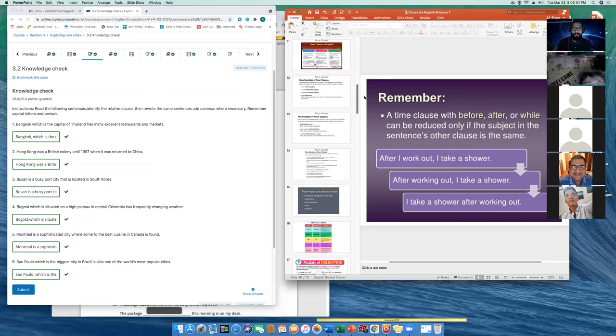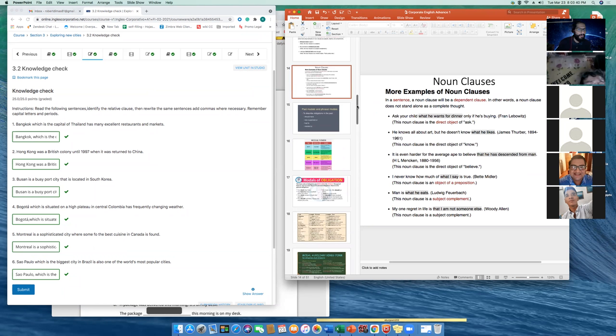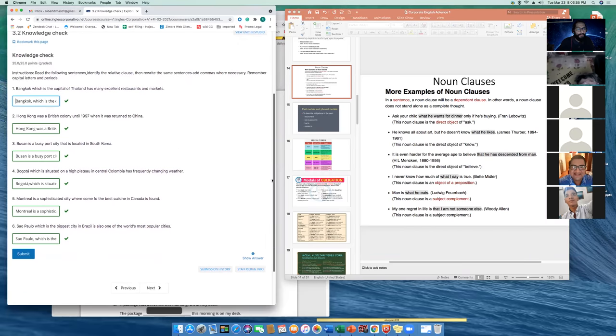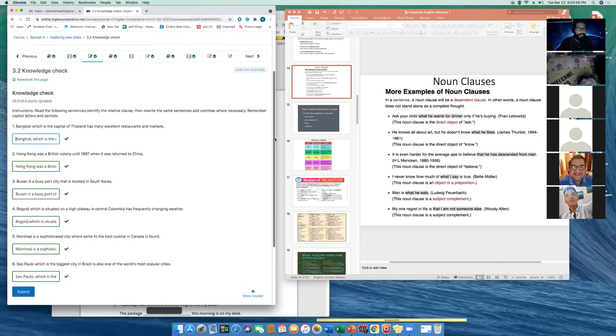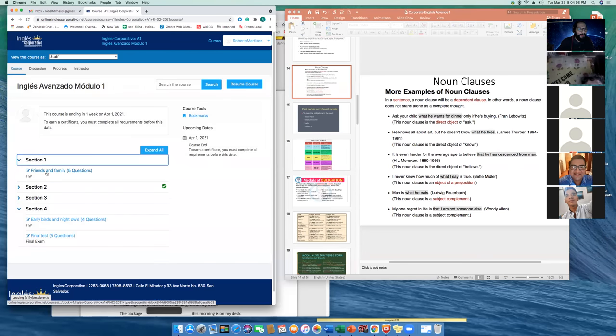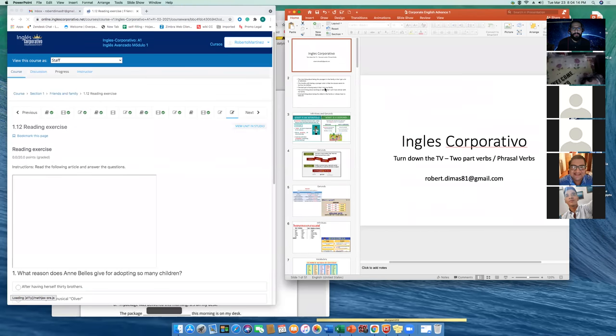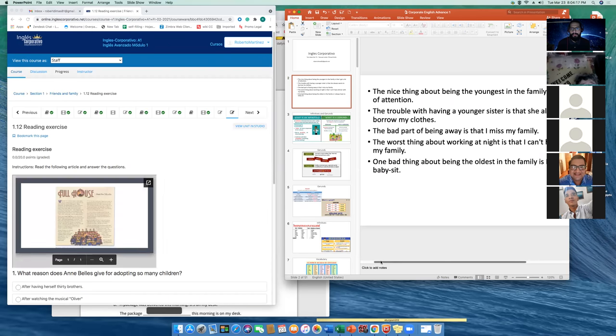Okay. But I don't understand. Unite the two statements. So wait, is it this section, Madeline? Is it section 3.2? No. I remember it's the first section. So we would have to go back. Let's take a look at it. But it's join two statements. Join. And you have to join.